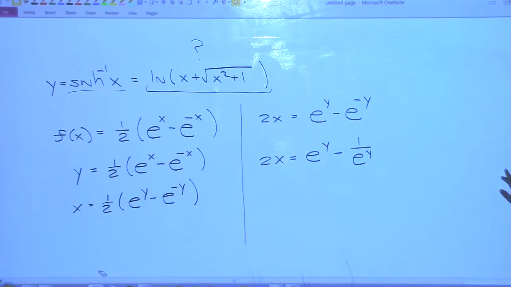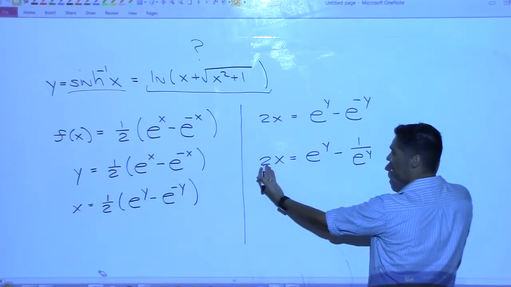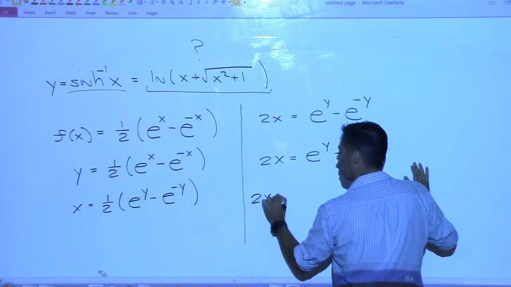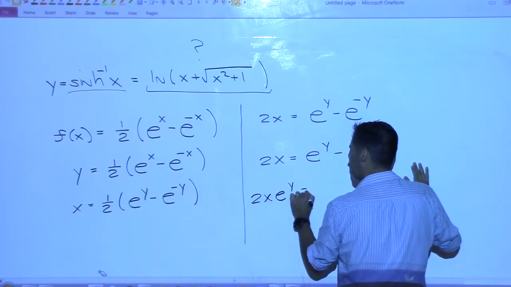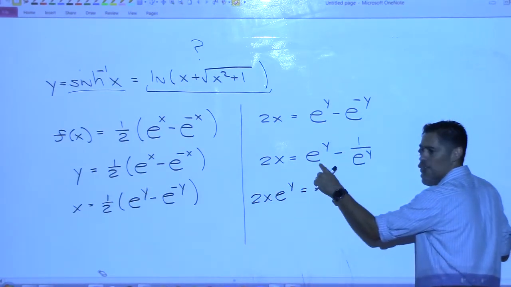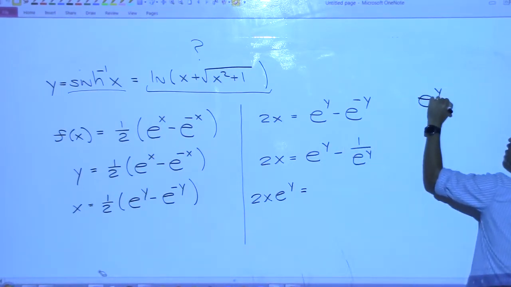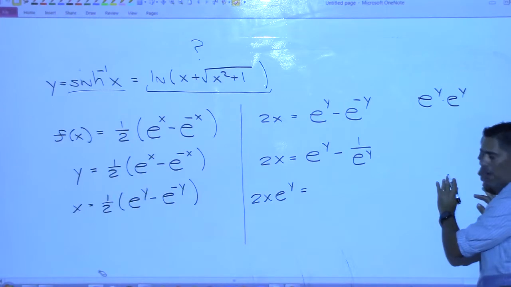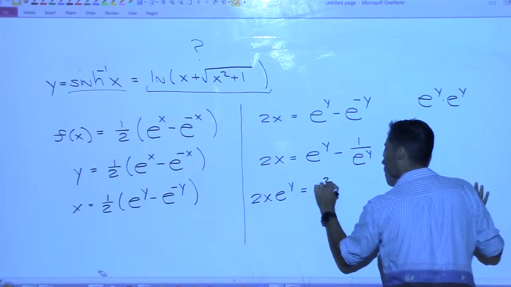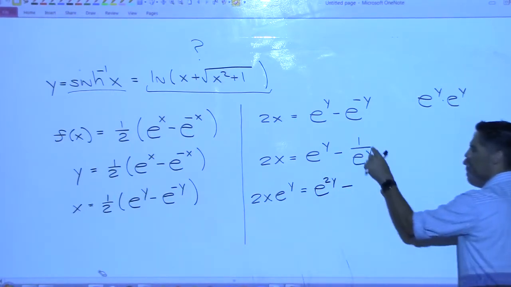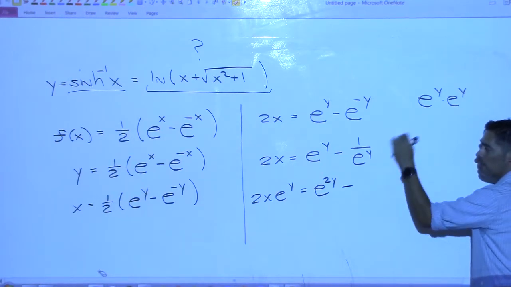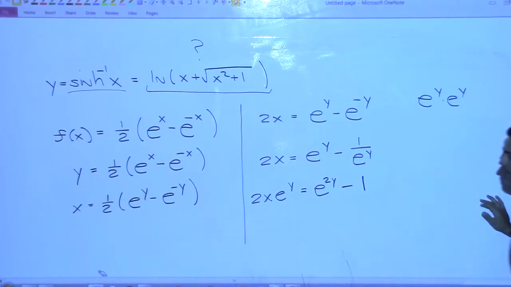Okay, so what I'm going to do now is clear the fractions, which means I'm going to multiply both sides of the equation by e to the y. So if I multiply this side by e to the y, I get 2x times e to the y equals, now what happens if I multiply that by e to the y? I get e to the y times e to the y, which is e to the 2y. And then minus, what happens if I multiply this one by e to the y? Cancels out and you just get minus 1.